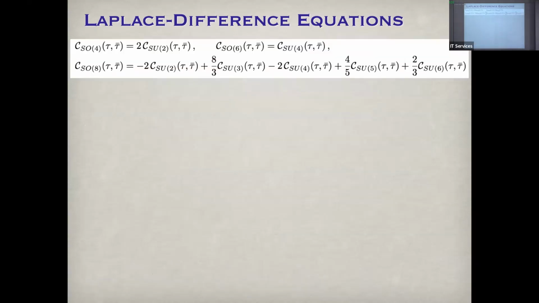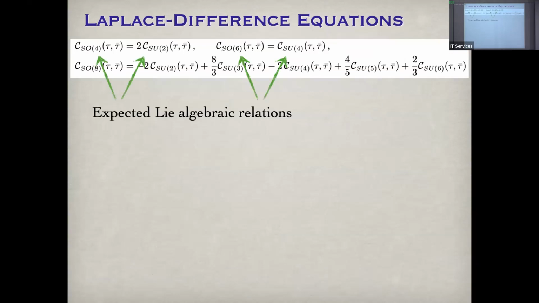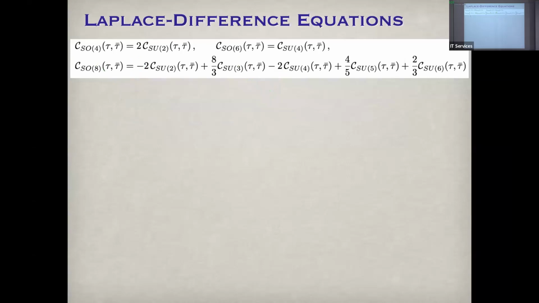So we get the SO4 correlator is twice the SU2 correlator. The SO6 correlator is the SU4 correlator. Well, not surprised. These are the expected Lie algebra relations. SO4 is 2 copies of SU2, and so you get this factor of 2. And SO6 is the same as SU4. Instead, as I was saying, in general for higher n, you just get the SO correlator as a combination of SU correlators.